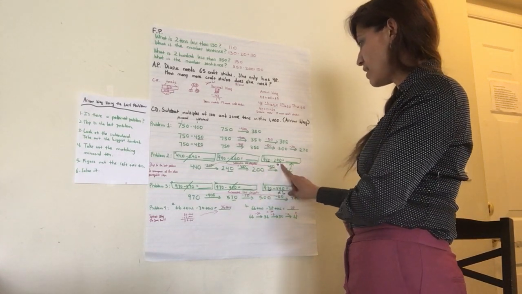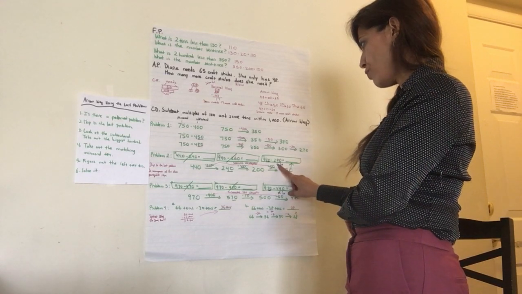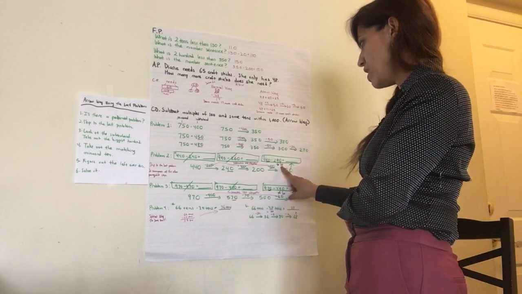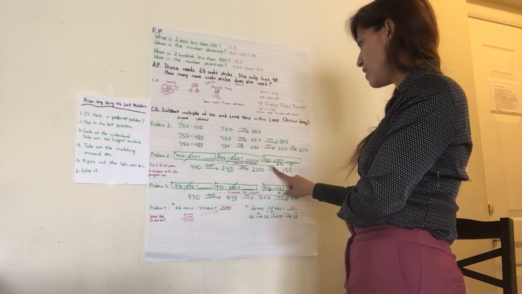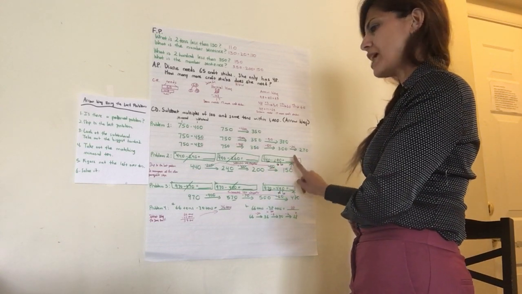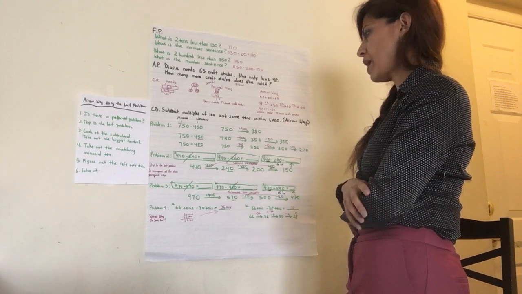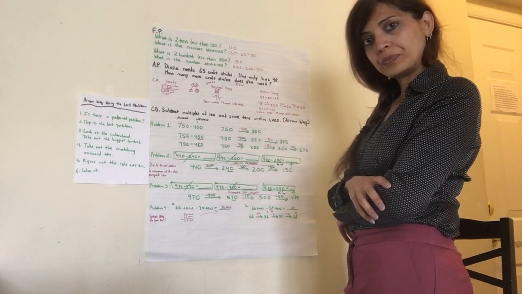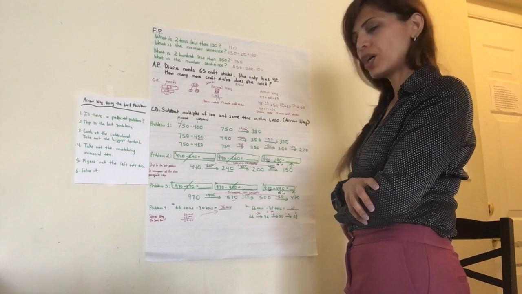Then I find out what is the leftover 10, right? 40 plus what gives me 90, which is 50. So 200 minus 50 equals 150. The answer is 150. Do you see that? Okay, good work.